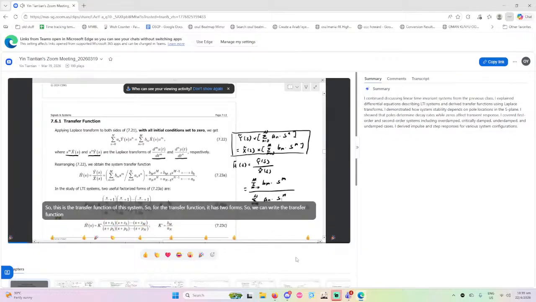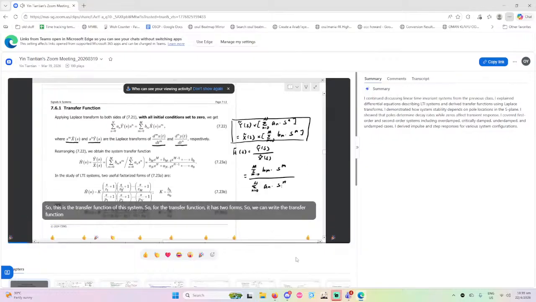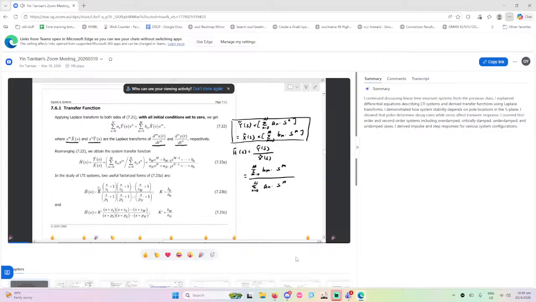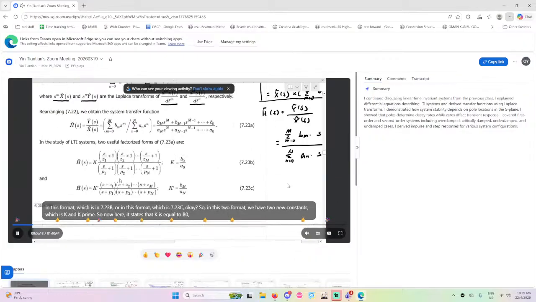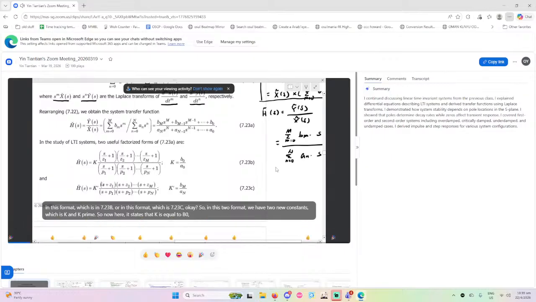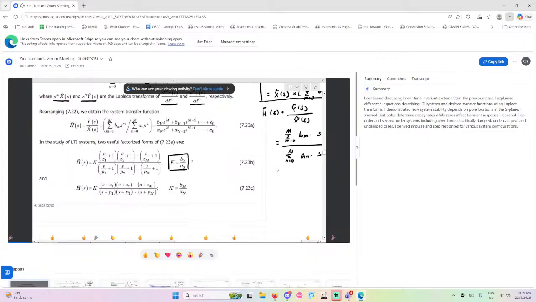So this is the transfer function of a system. For the transfer function, it has two forms. We can write the transfer function in this format, which is in 7.23b, or in this format, which is 7.23c. In these two formats, we have two new constants, which are k and k prime. Now here it states that k is equal to b0 over a0.